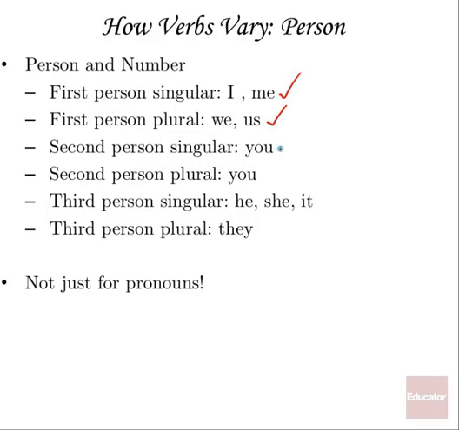Now, second person singular and plural are both you. So if there's a second person on earth, you can say, you are not alone, because I'm here. Third person singular is he, she, it. And third person plural is they.